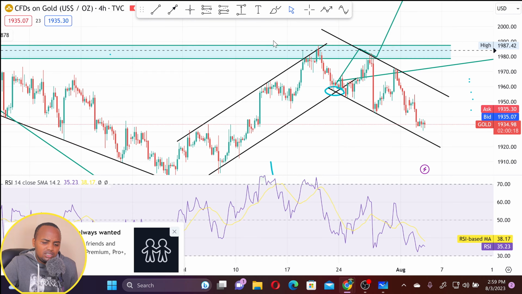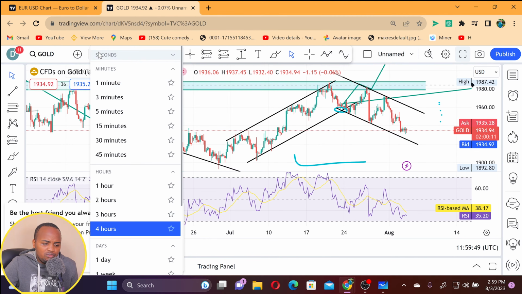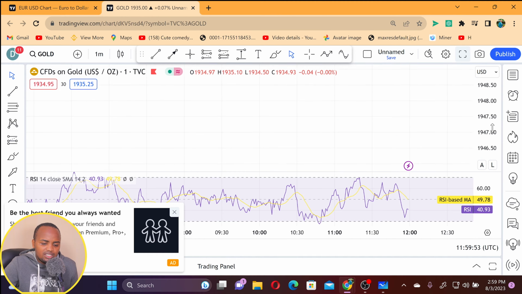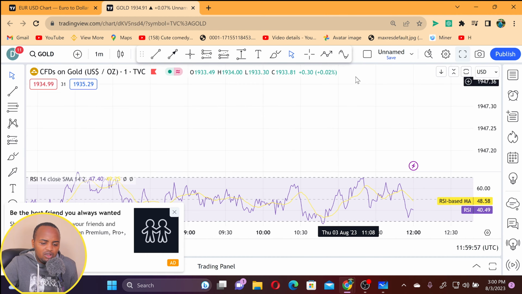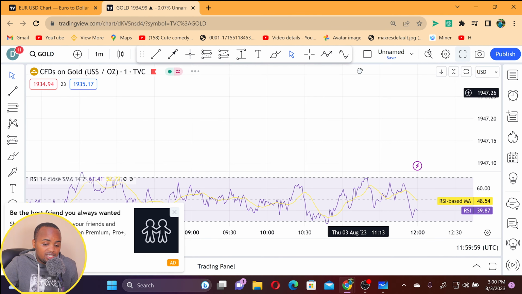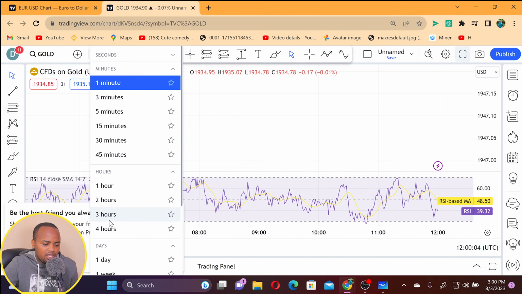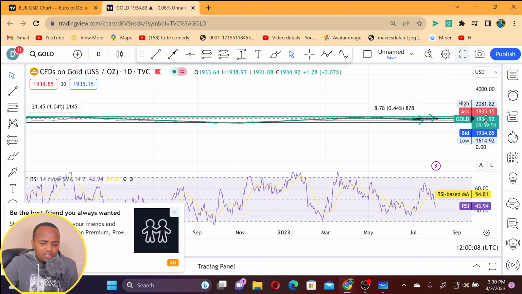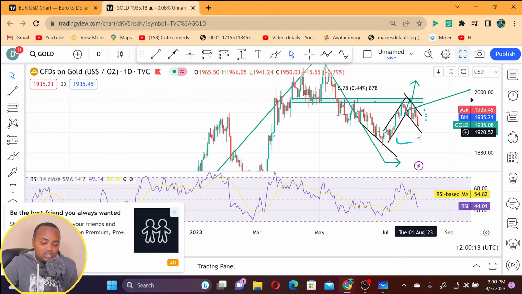Now, as you can see, I have the trend lines I've drawn over here. If I go to the 1 minute time frame, you see that everything has changed, the market appears differently, and the candlesticks change. If we press the 1 day time frame, you see again the candlesticks and everything changes.